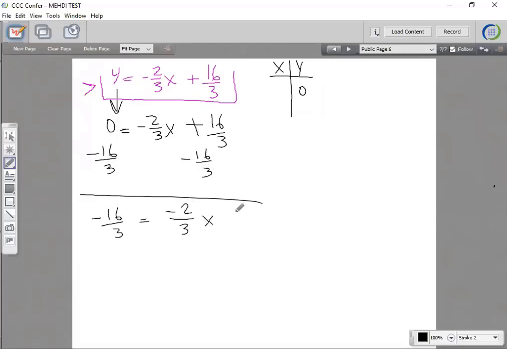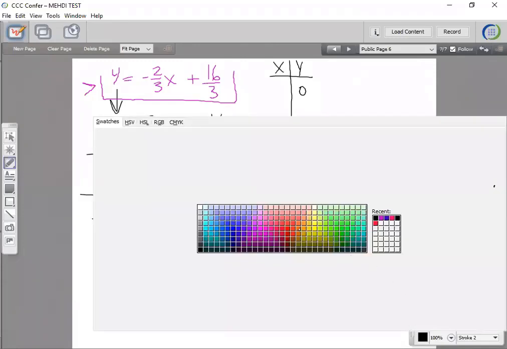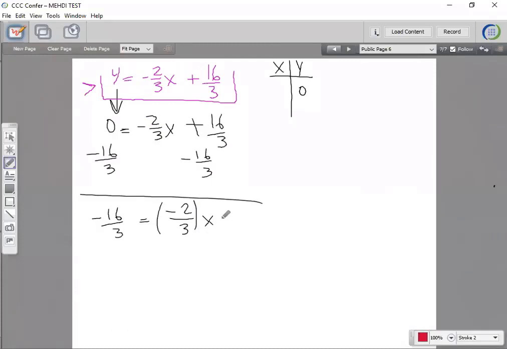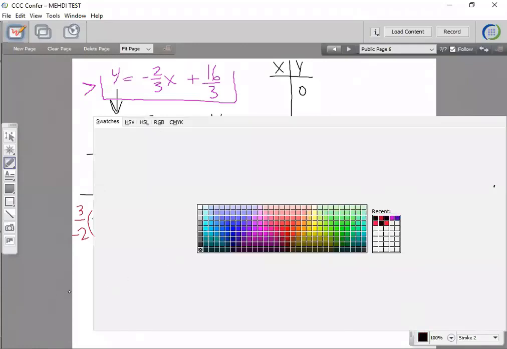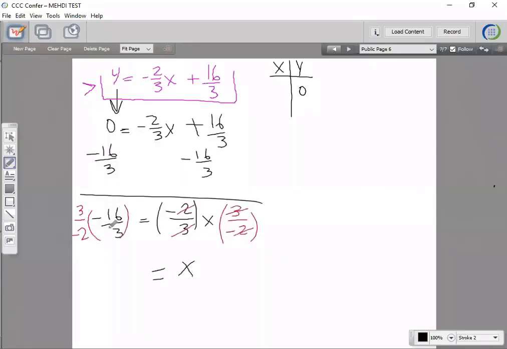To solve for x, I can multiply both sides by the reciprocal of this number, which in this case is 3 over minus 2. So I have to multiply both sides by 3 over minus 2. So these are going to turn into 1. So on the right-hand side, I get x is equal to, here I can reduce that. This 2 reduces. This becomes 1.